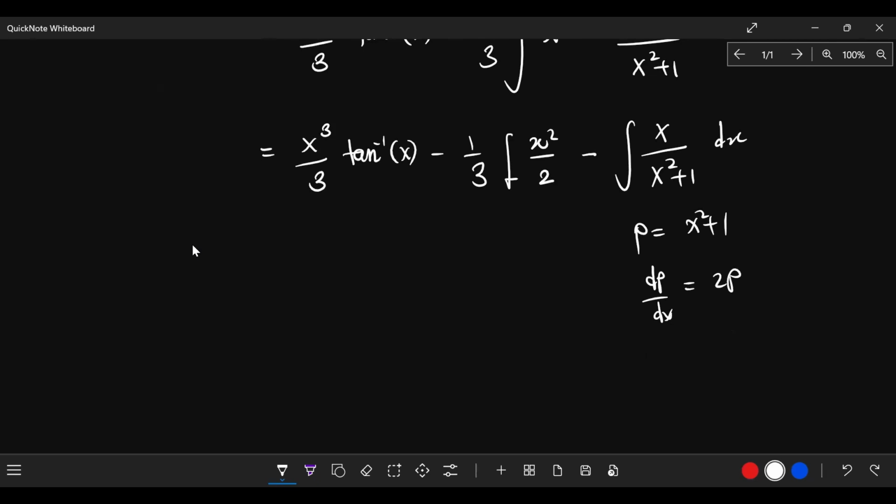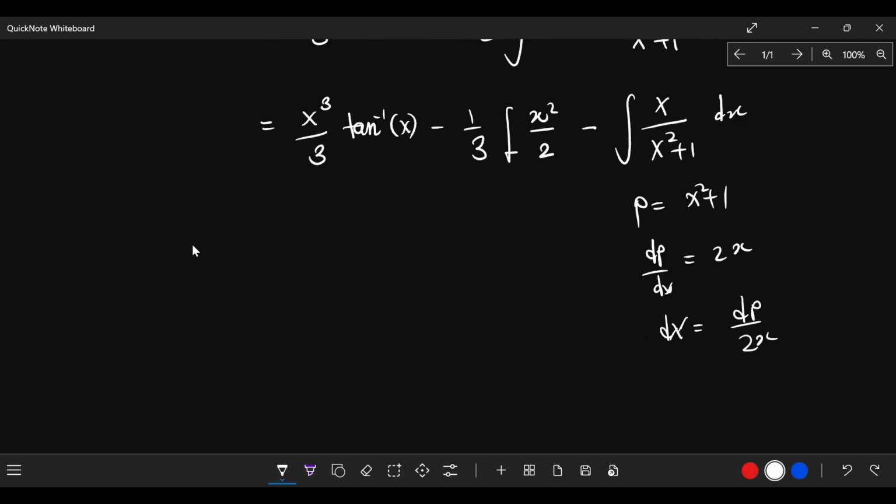So let's solve for dx. If you make dx the subject of the formula, you are going to end up having dp over 2p, right? Is this correct? Oh, there's a mistake here. Sorry, guys. This must be 2x, not p. Where did p come from? Okay, so this is my new substitution now.